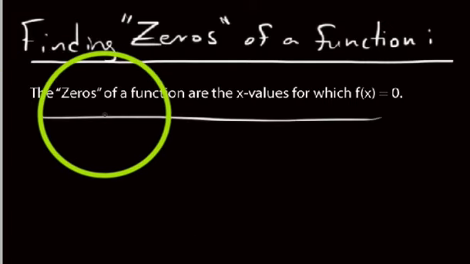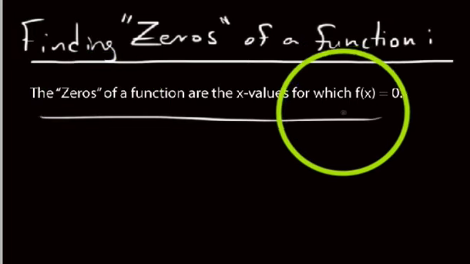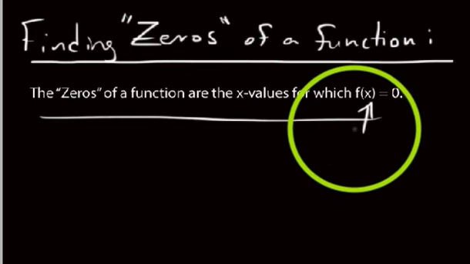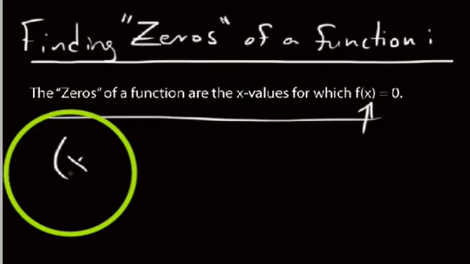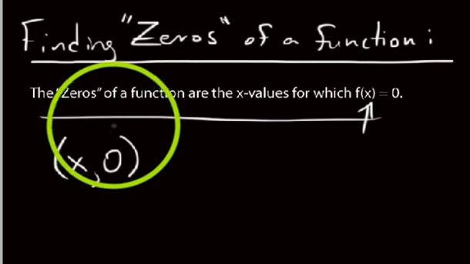So the zeros of a function, by definition, are all of the x values for which f of x is equal to 0. In other words, they're all the x values that when we plug them into this function right here, the function value actually goes to 0. And another way to say this is, they're all of the x values for which y, or the function value, is necessarily 0.